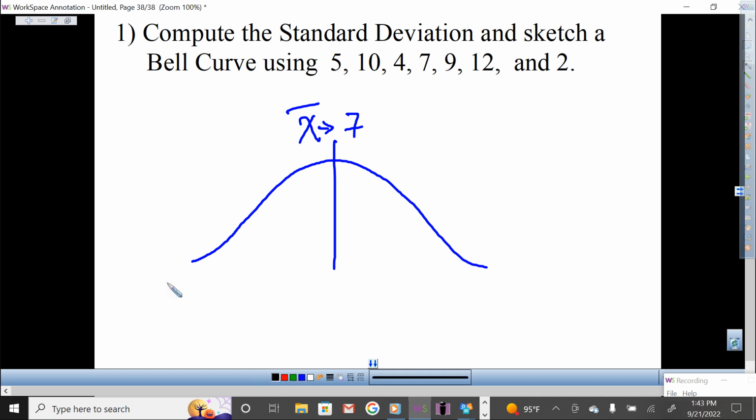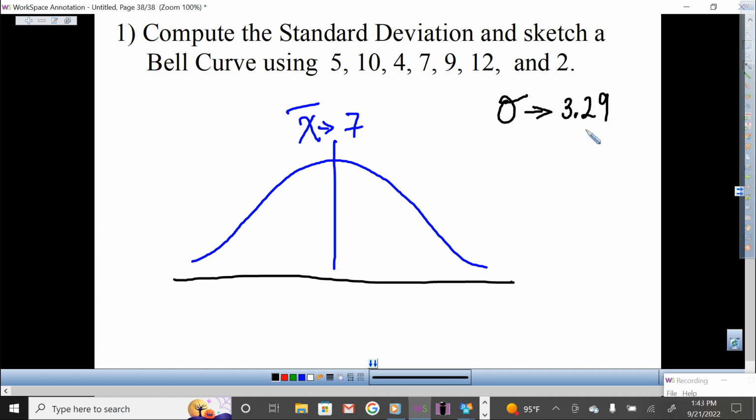So with that said, standard deviation. Andrew, pass someone. Devin? 3.29. Hands, have you got that? Yeah, approximately.